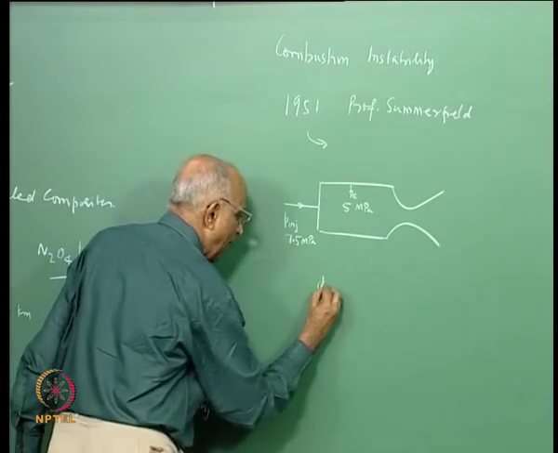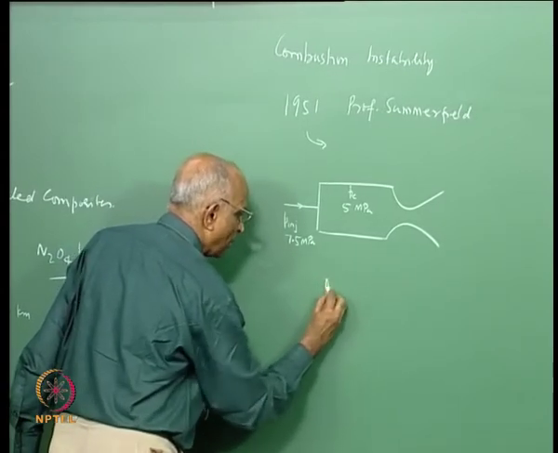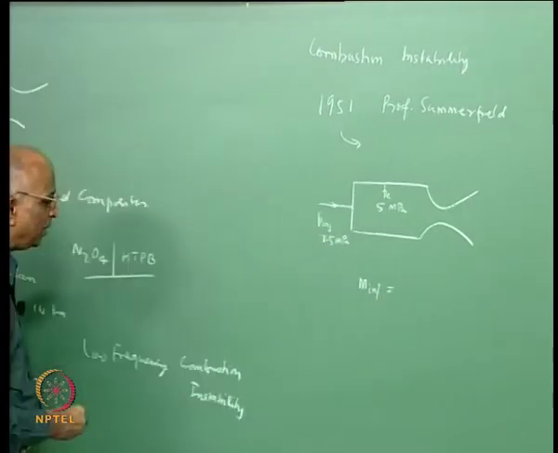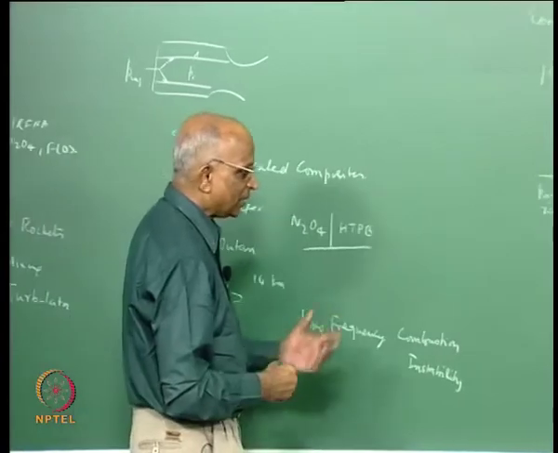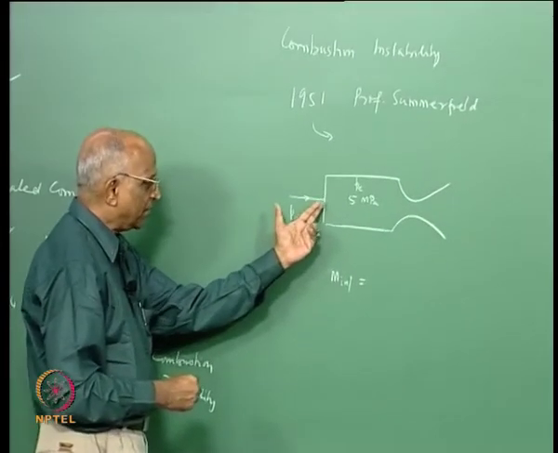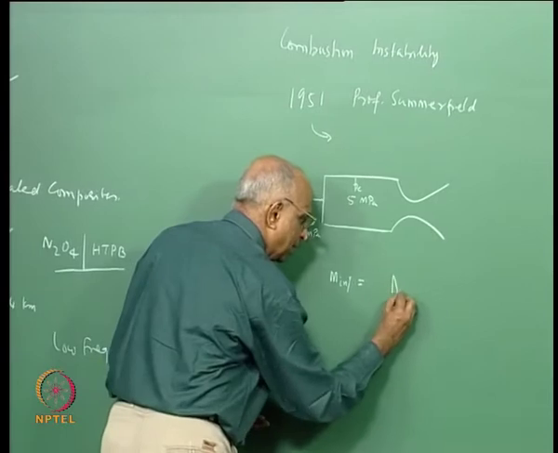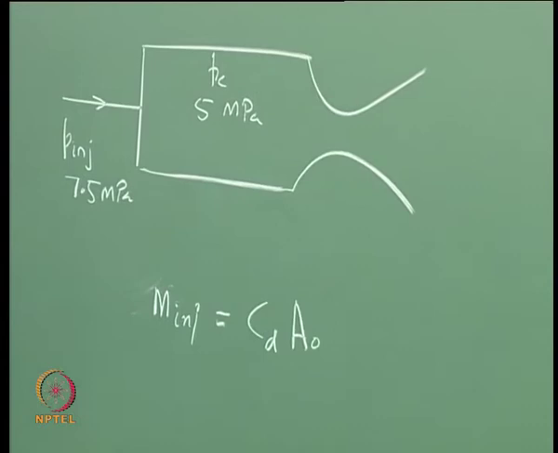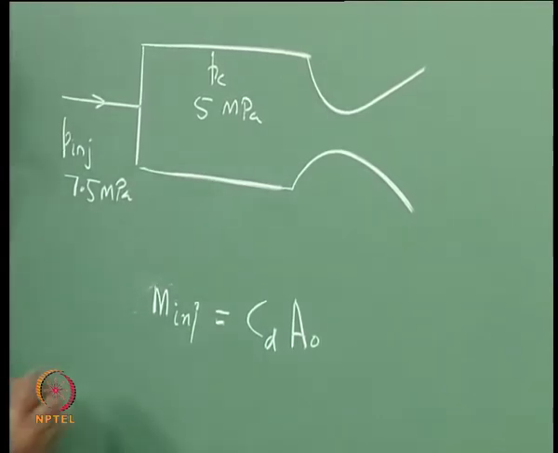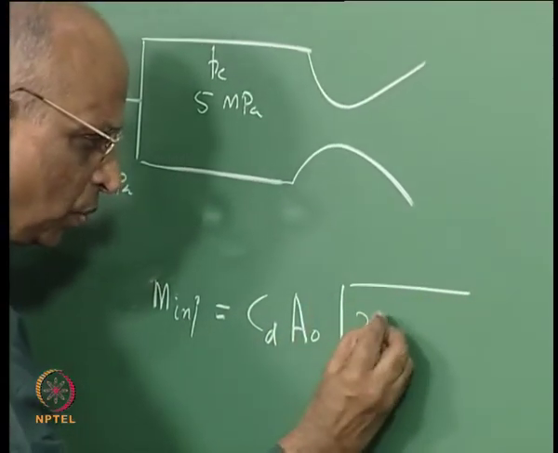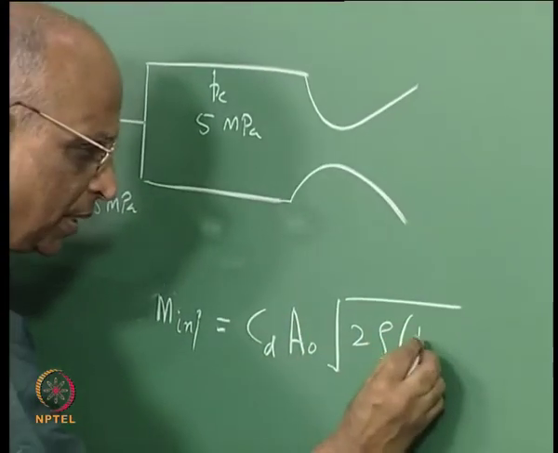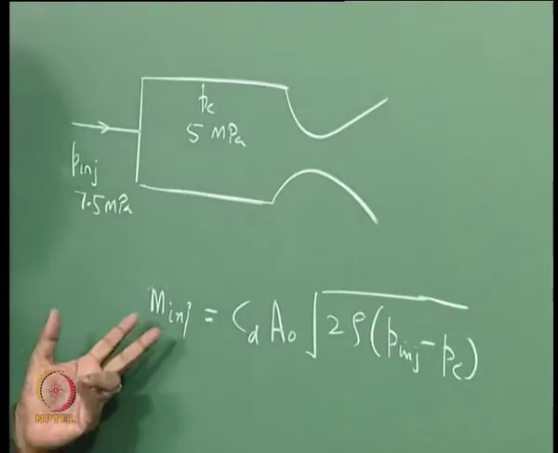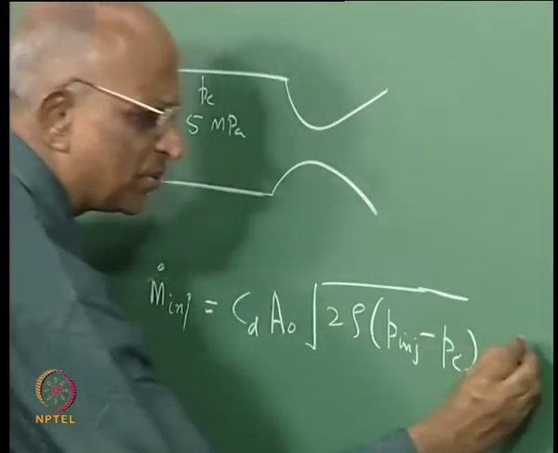After all, you add some mass, let us say mass of propellant which is injected. And how do you calculate the mass of propellant which is injected? You inject something, that means you have injector orifices having total area A0. Let the CD value of the oxidizer and fuel orifices be the same, CD into A0 into under root of 2 rho into P injected minus P chamber.